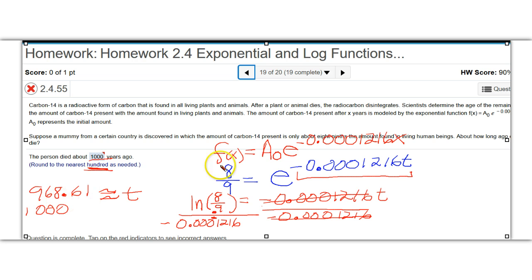Now remember, you can always go up here to the Get Help if you are with an access code, and that's the answer.